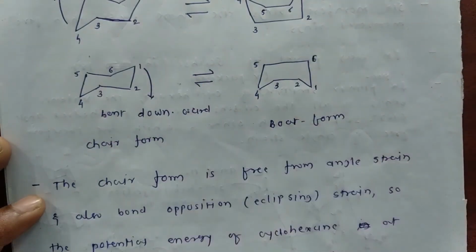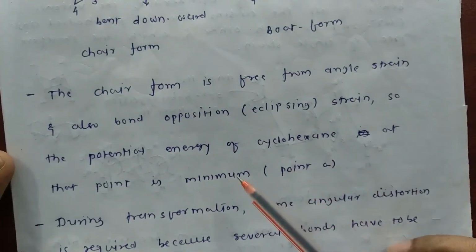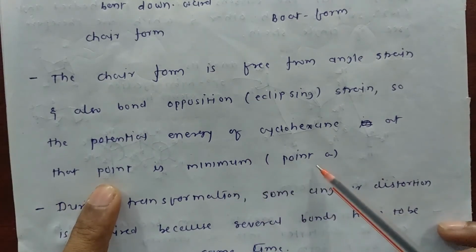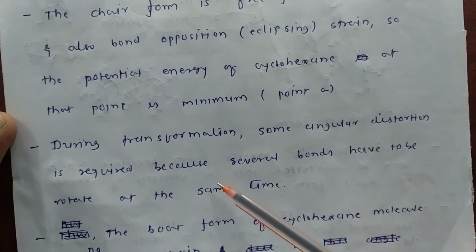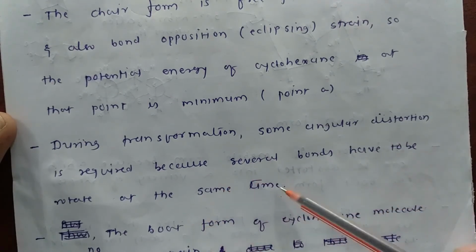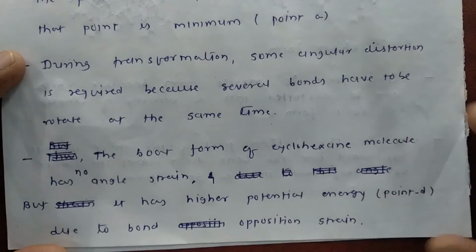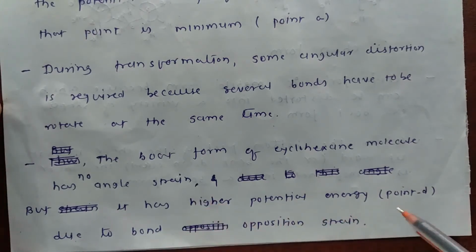Here the chair form is free from angle strain and bond opposition strain, so it has less energy and is more stable, and it is the minimum in the energy diagram at point A. During transformation, some angular distortion is required because several bonds have to be rotated at the same time. When the chair form converts into the boat form, the boat form of the cyclohexane molecule has no angle strain. Only the angle is distorted, but it is free from angle strain. But it has higher potential energy, and it is described in the energy diagram at point D.